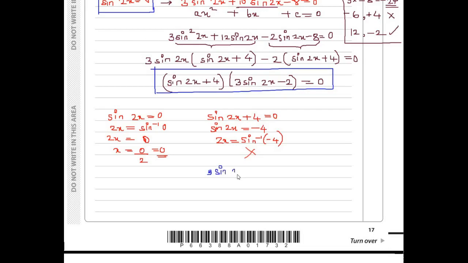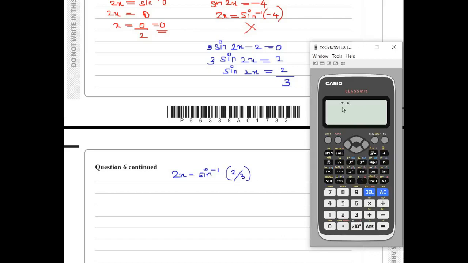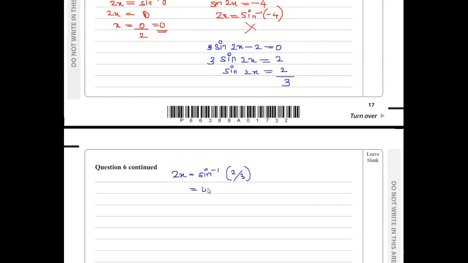Let us now go for the third factor, which is 3 sine 2x minus 2 equal to 0. So 3 sine 2x equals 2, and sine 2x is equal to 2 over 3. We will do the same thing now: 2x equals sine inverse of 2 over 3. Let us calculate it. Again, remember to keep it in the radians mode, not the degree mode. There is a small r over here which tells you that it is in radians. Shift sine inverse of 2 divided by 3, we get 0.7297. This is our 2x.